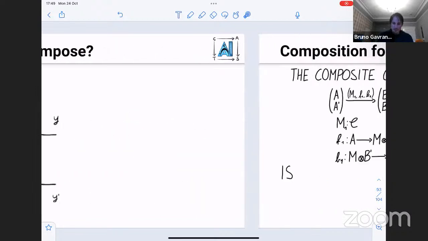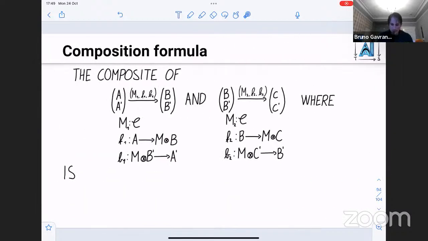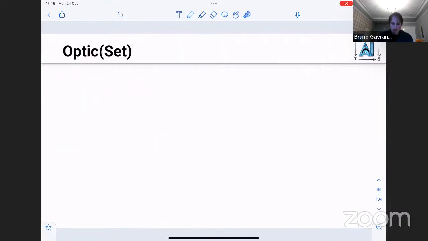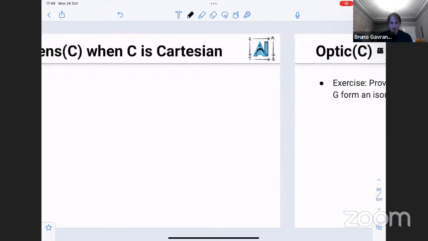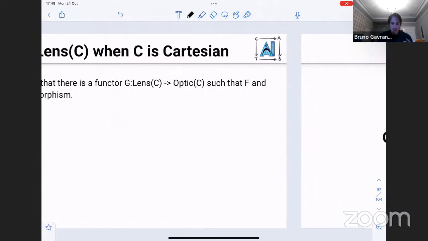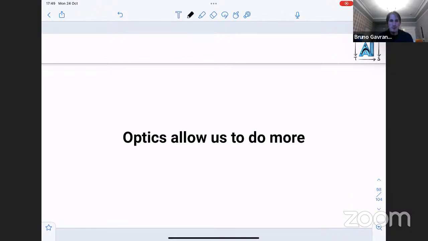And there's a way of defining them, which I might actually skip, given that we're short on time. But you can unpack what optics are in Set. And you can show that when your category is Cartesian, optics are going to be isomorphic to lenses. So given an optic, you can transform it into a lens, and given a lens, you can transform it into an optic. But very interestingly, they allow us to do more.